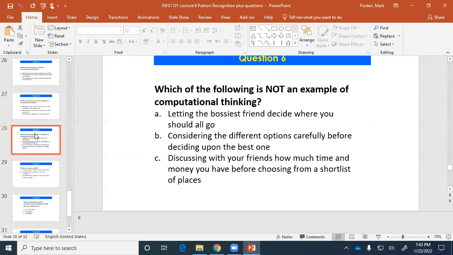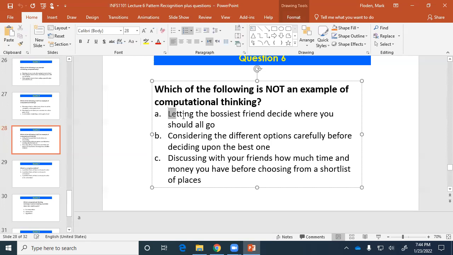I'm wrong again. That's like the fifth time this lesson. Apparently. Which of the following is not an example? Did we do this one? Bossy, we don't know anybody who's bossy. All right, so the bossiest friend should decide where we go. Is that true? Is that computational? That's clever. Don't do any work. Is that computational thinking?